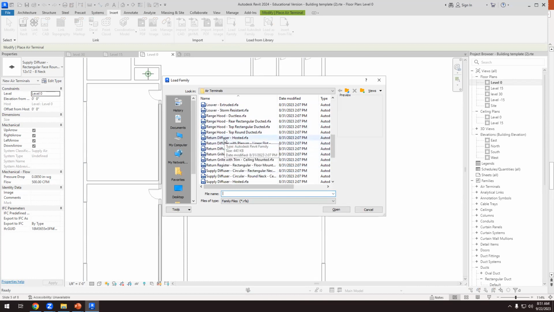We have return diffuser hosted. That means that it's inserted in the false ceiling. We're not using that. We have a return diffuser with plenum. Probably this is a return diffuser with plenum, this one. So in the second part of the course, we will analyze this building and create the ductwork of this building. So probably we'll have to use this. Let's use this return diffuser and see what happens.